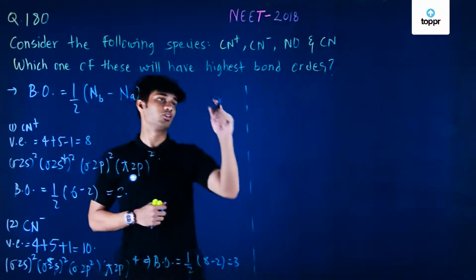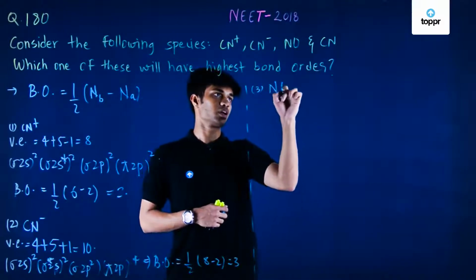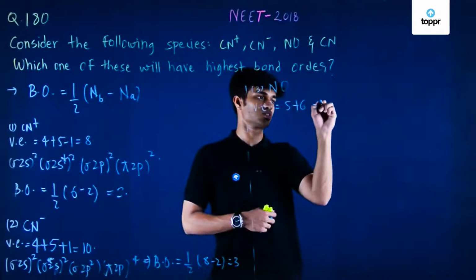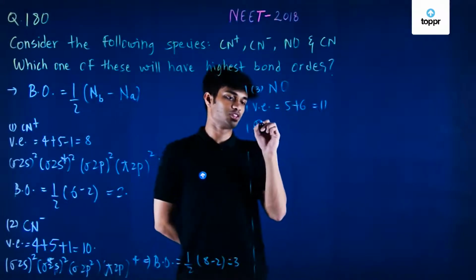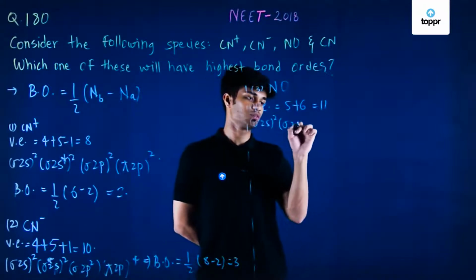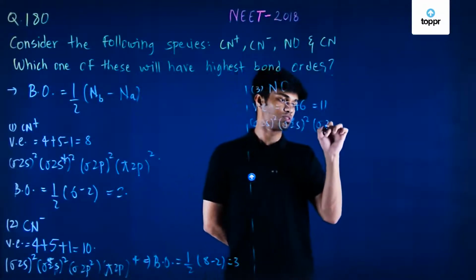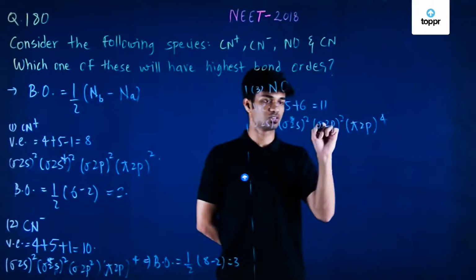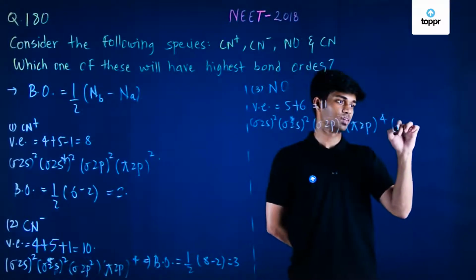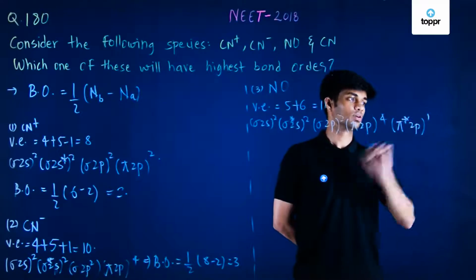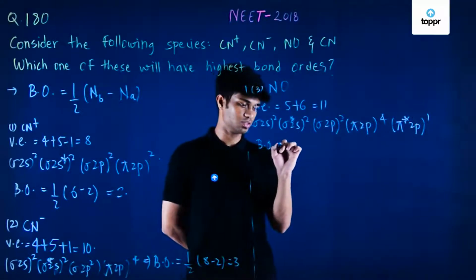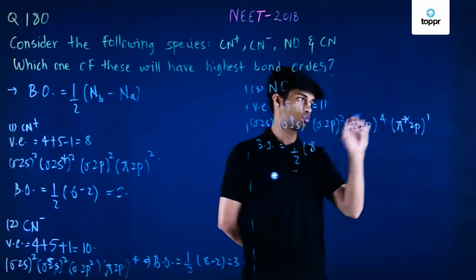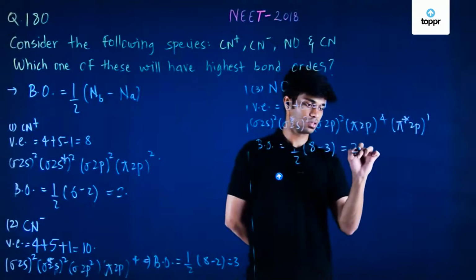Let's calculate now for NO. Third is my NO. So valence electrons is equal to 5 plus 6, which is equal to 11. So my configuration is going to look like sigma 2s2, sigma 2s star 2, sigma 2p2, pi 2p4, that is 2, 4, 6, 8, 10, and the one left is pi star 2p1. So my bond order over here is going to look like half into (2 plus 2, 4, plus 4, 8, minus 2 plus 1, that is 3). So this is 2.5.